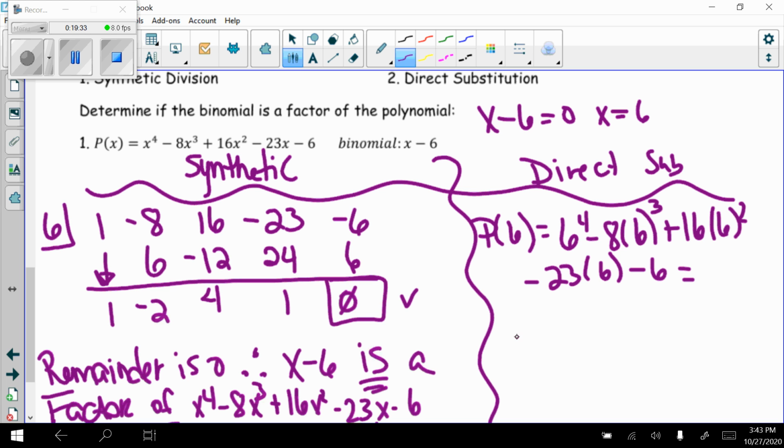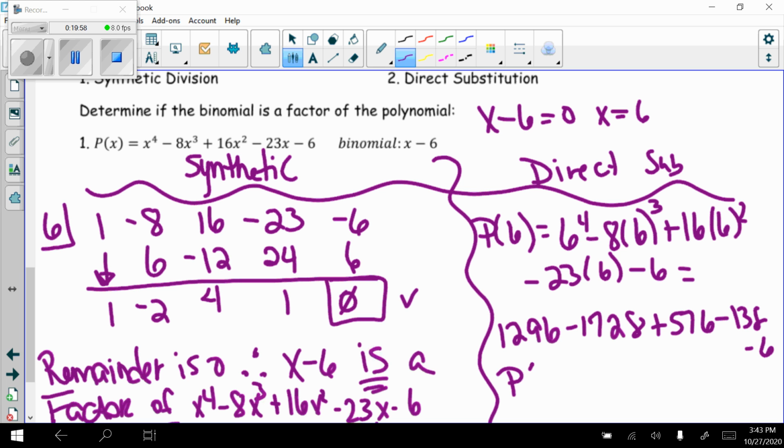6 to the 4th gives us 1,296. 6 cubed times -8 gives us minus 1,728. 6 squared times 16 gives us plus 576. -23 times 6 is minus 138, and then minus our 6 at the end. When we work all of that out, we get that P of 6 is equal to 0. So we just proved that it is a factor. Okay.